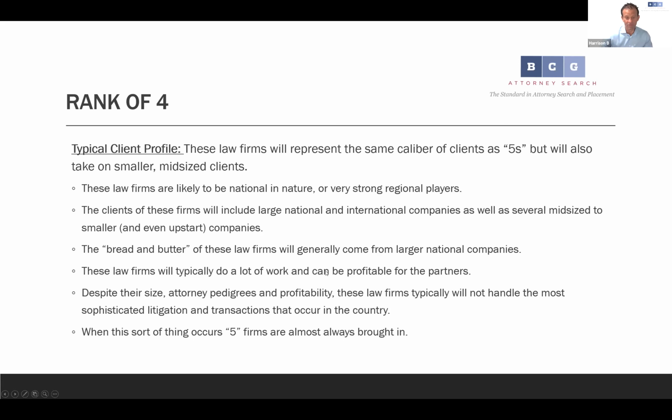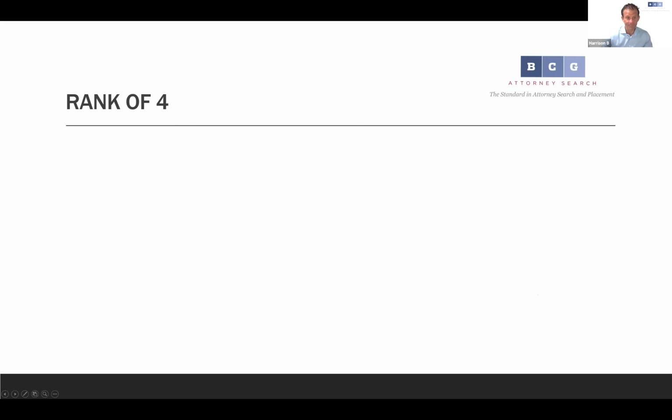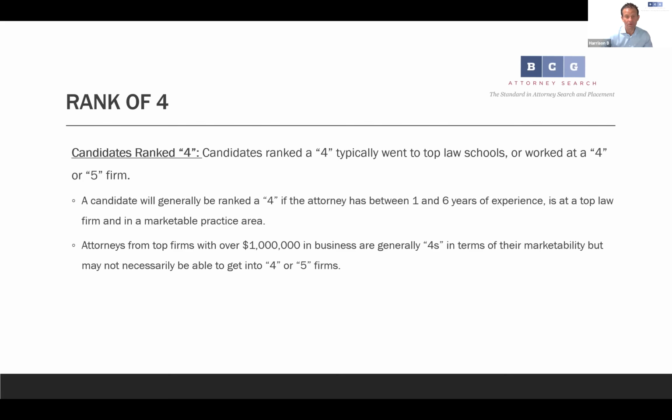These firms are going to do a lot of work and may gross billions of dollars a year. But despite their size, typically, a lot of times, the most sophisticated transactions and the very, very most sophisticated litigation won't always go to them. Sometimes it does, but the clients that have the ability to choose will often choose the 5 firms instead.